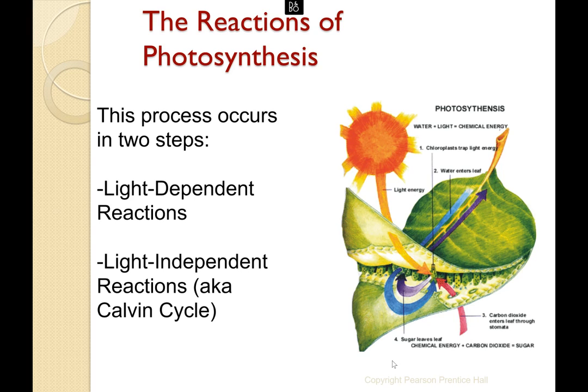Just like cellular respiration, the reactants and the products of each of these steps are going to be different. So one of them will use the water, one of them will use the carbon dioxide, and then just like cellular respiration, the waste products will come from either light dependent or light independent reactions. Light independent reactions are also known as the Calvin cycle. And again, Calvin is the person who figured it out.